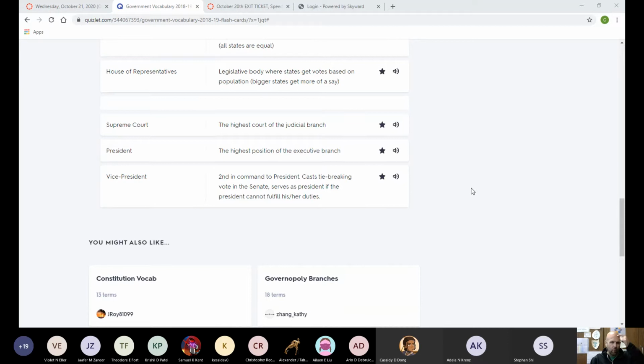Last 3, we have the Supreme Court, the highest court of the judicial branch. That's why it's called the Supreme Court. Pretty much the only way that you're going to cancel a decision by the Supreme Court is to amend the Constitution. And then you have president and vice president, which are the 2 highest levels of the executive branch. And the one thing about the vice president that is interesting is that they're also considered to be the president of the Senate.